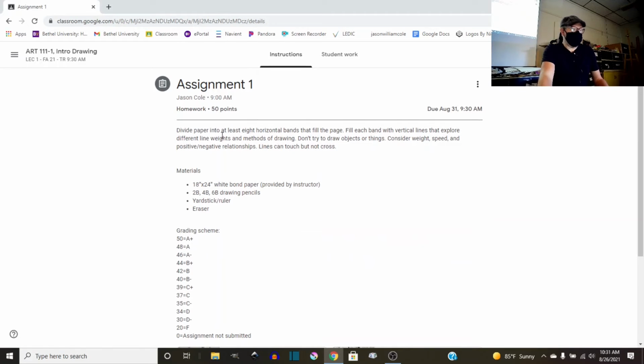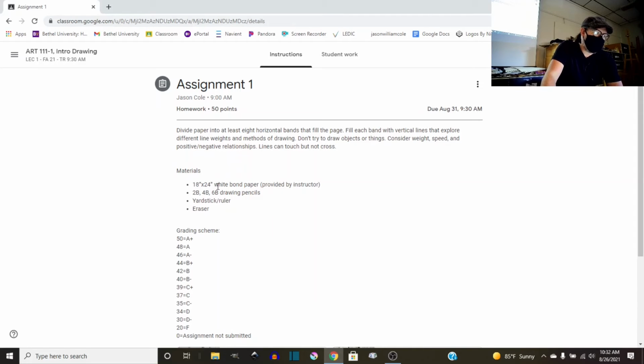It says to divide your 18 by 24 newsprint. I don't know why this says white bond. I'll fix that because you should be using newsprint. Into at least 8 horizontal bands that fill the page. Fill each band with vertical lines that explore different line weights and methods of drawing. Don't try to draw objects or things. Consider weight, speed, and positive and negative space relationships. Lines can touch, but not cross.